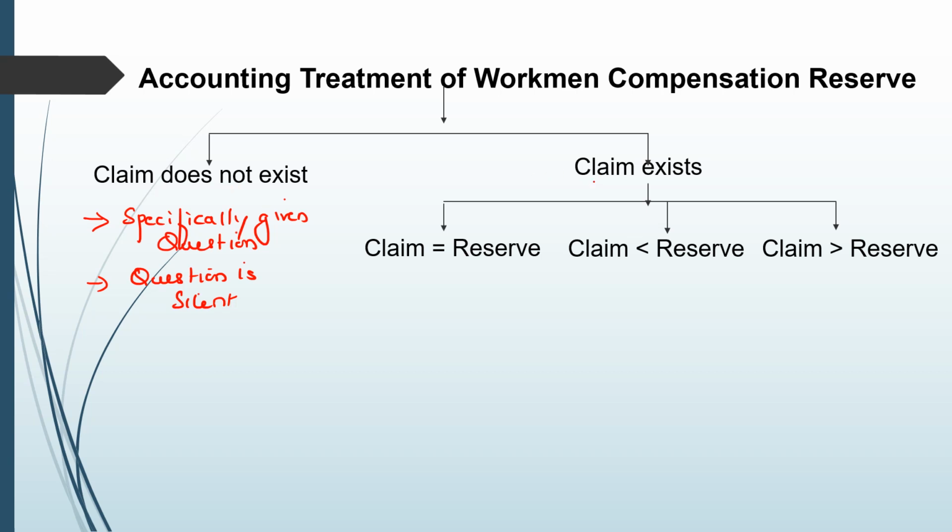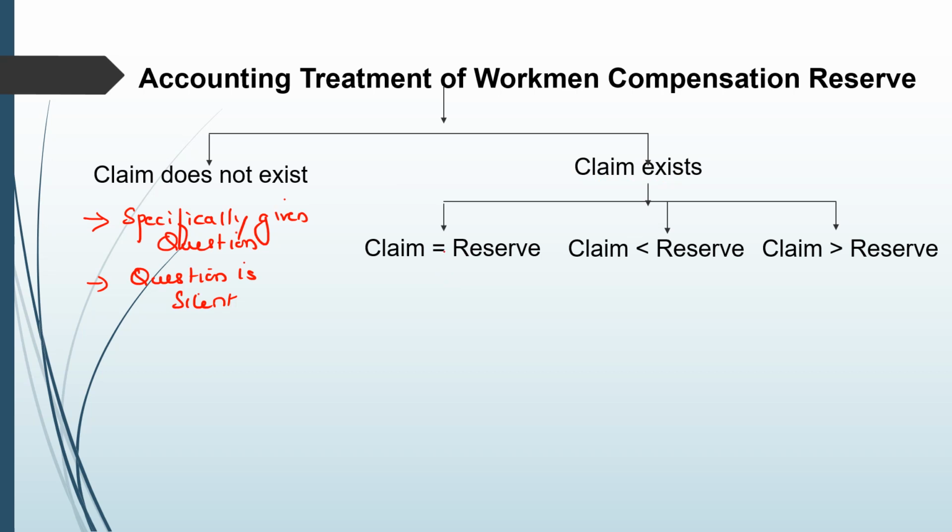The second situation is where claim exists. Now when there is a claim, they will give you specifically that there was a claim on account of workmen compensation of so much amount. Now you will be encountering three different situations at this point of time and you'll be treating it differently in all these circumstances.